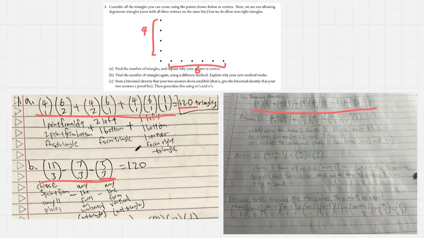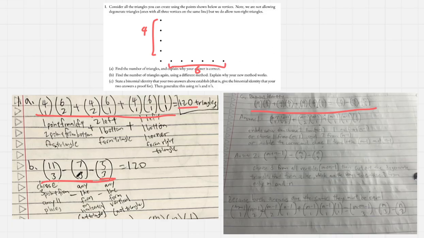For the second method, we start by choosing any 3 points from all 11 vertices: 11 choose 3. But the problem with this method is that we would create triangles that would be on a straight line, which would be a degenerate triangle, which is not allowed. To take those out, we would need to subtract all the possible triangles created that are in a straight line.